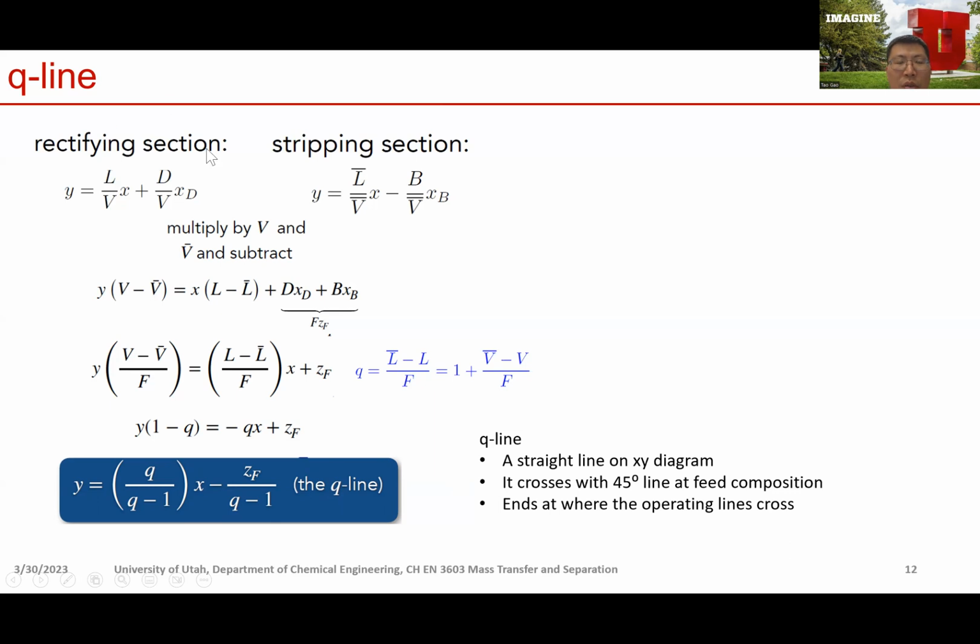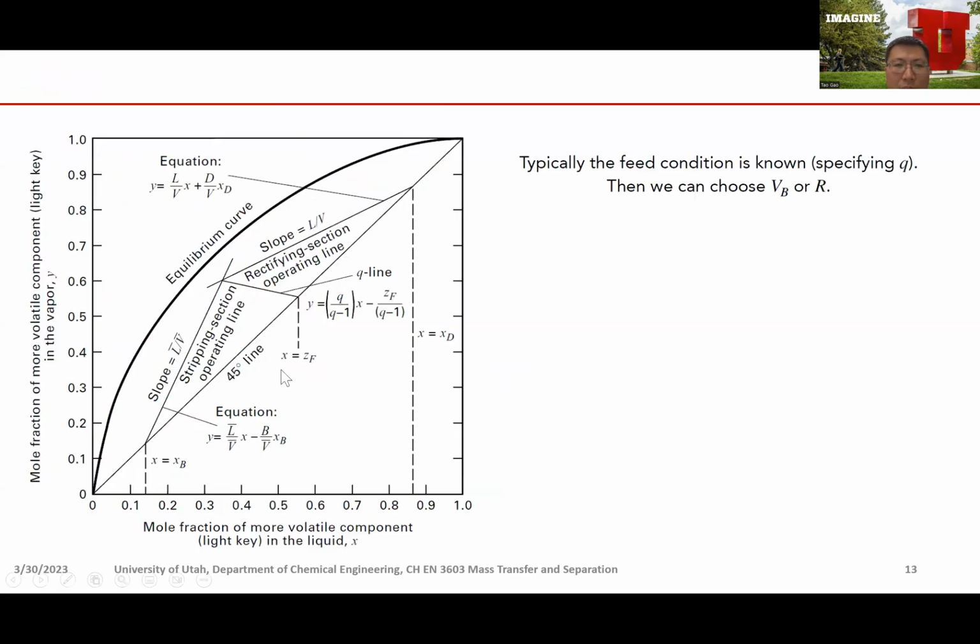So here we have two operating lines, one each for the rectifying section and the stripping section. They will cross at one point, and this Q line will end at that point, which means the rectifying section operating line, the stripping section operating line, and the Q line intersect at one single point. Okay, this is very important. So let's look at this on the figure.